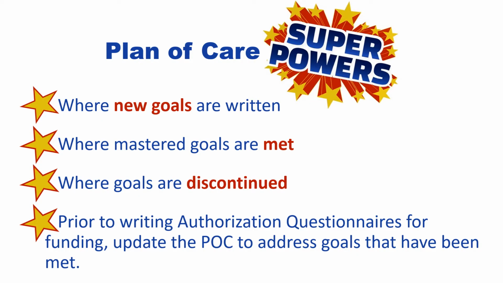There are 3 ways that the plan of care in ACE has unique superpowers. 1, it's the only place where new goals can be added. 2, it's the only place in ACE where short-term goals can be marked as met. And 3, it's the only place in ACE where short-term goals can be discontinued.